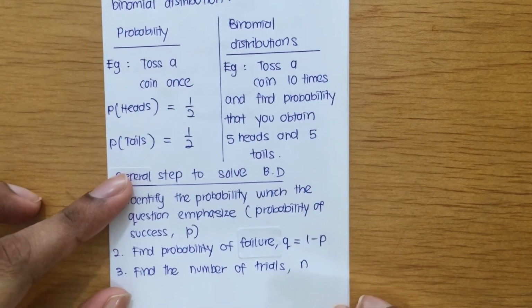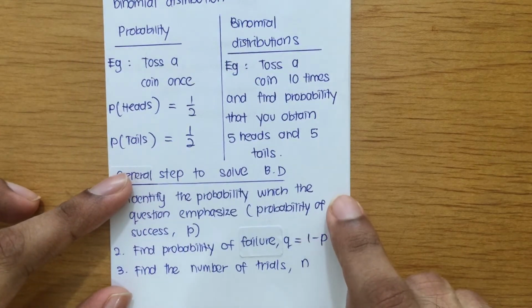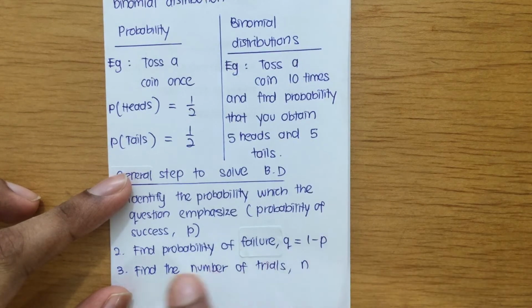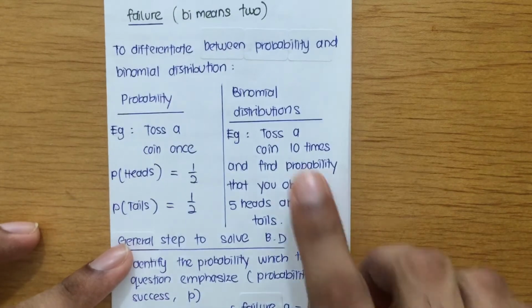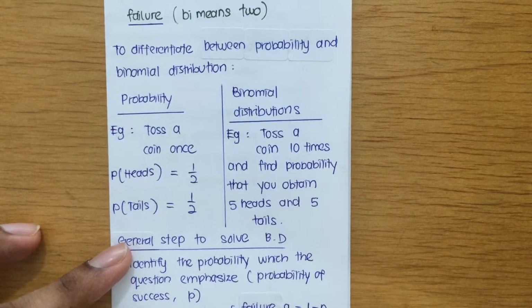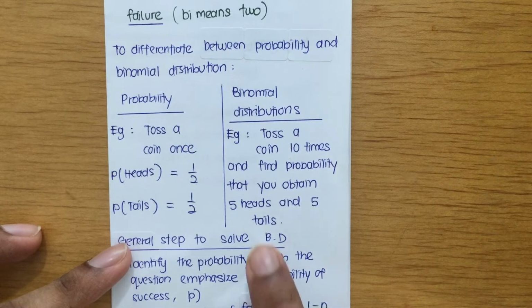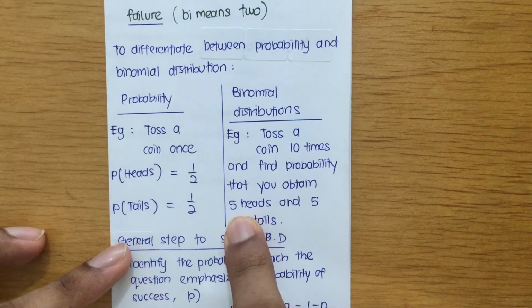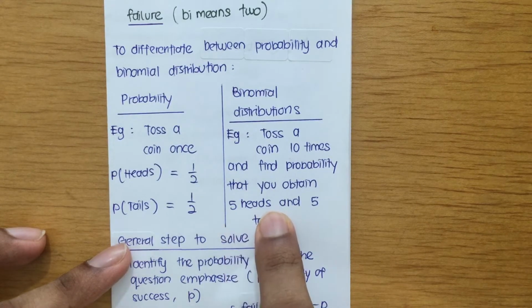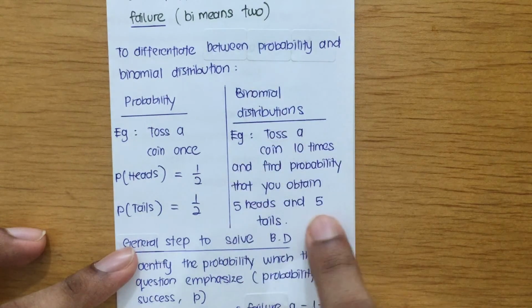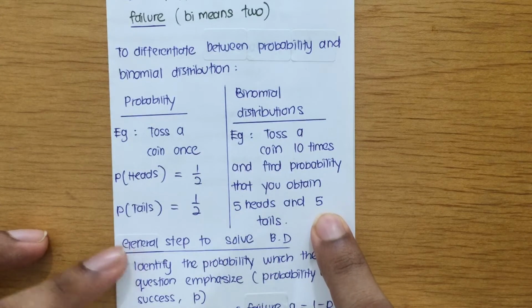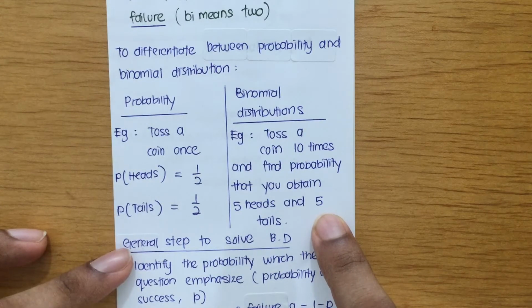Moving on to the third step. Once you find the probability of success and failure, you find the number of trials. In this case the number of trials n is 10 times. So you're tossing your coin 10 times, and you're finding how much probability you get when you toss, you get 5 heads. So this is the basic example. So how are we going to encounter this type of question? I'm going to show you the formula now. So please hold on.